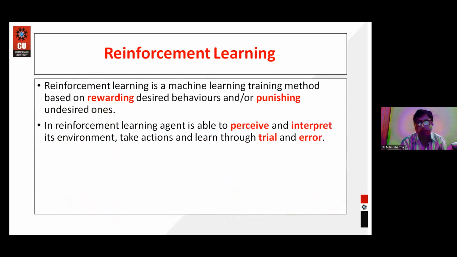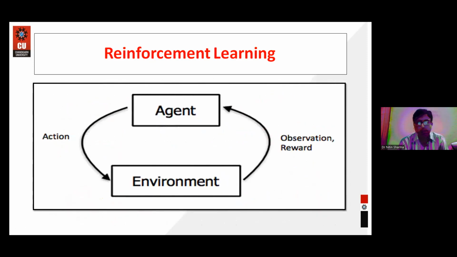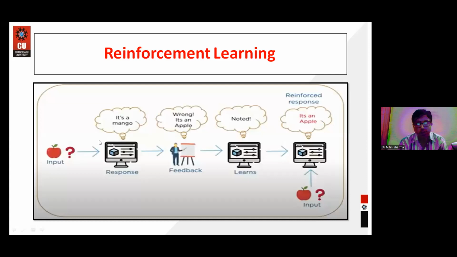Reinforcement learning is a learning method in which we reward the desired behavior and punish undesired ones. In reinforcement learning, the agent is able to perceive and interpret its environment, take actions, and learn through trial and error. Now we have an environment, and the agent takes an action and we see whether the action is in favor. If it is in favor, it needs to be rewarded, and if it is not in favor, it needs to be discarded.